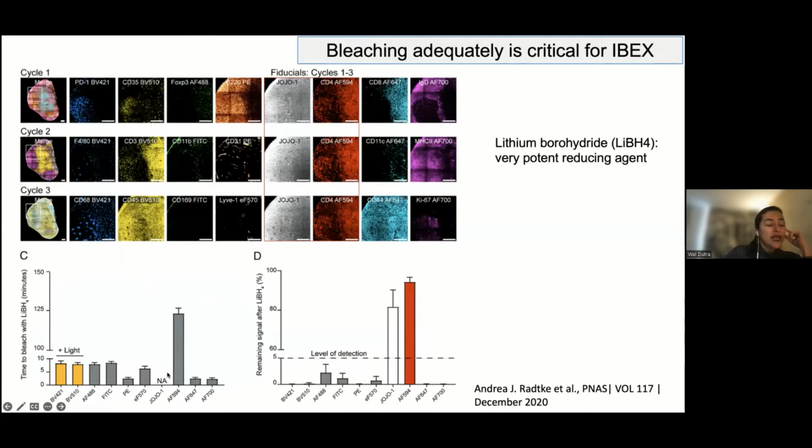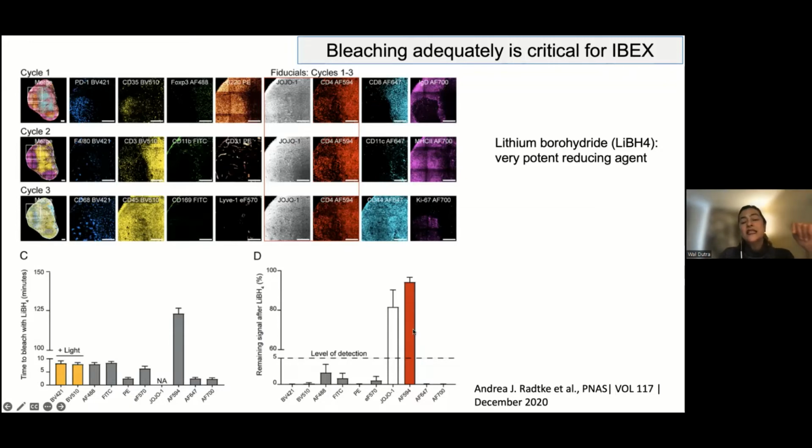This graph here on the left shows you the time that it takes to bleach different fluorochromes using lithium borohydride and sometimes in combination with light. As you see here, if you use the BV markers, you have to use light together with the lithium borohydride to be able to bleach it really well. So you can do that in about 10 minutes. Other fluorochromes are much more susceptible to the lithium borohydride, so you don't have to worry about it. Others are very resistant to it. And in fact, for example, AF594 is one that is not bleachable at all using this chemical.